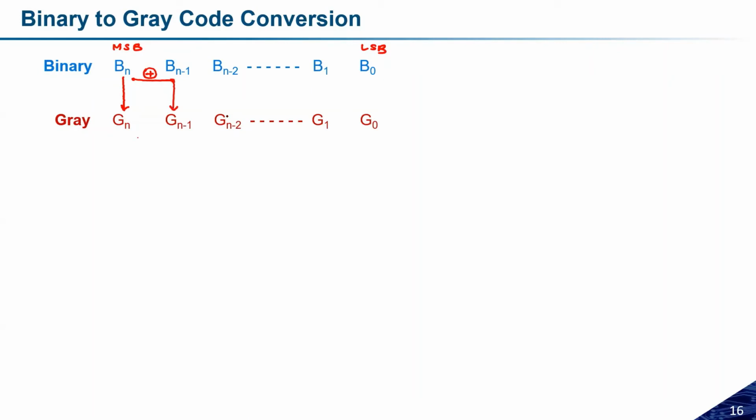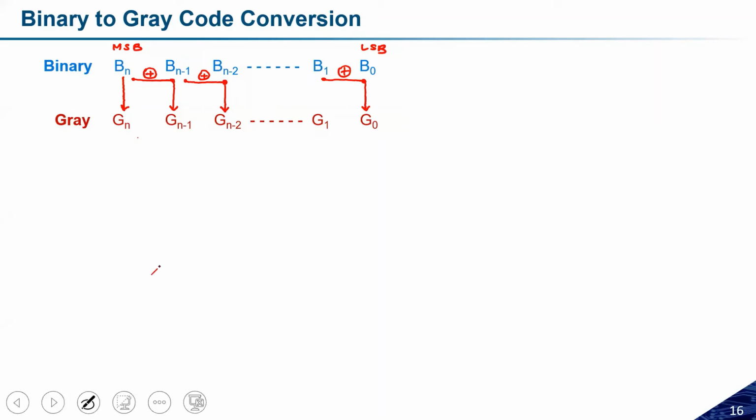Similarly, if I have to calculate Gn minus 2, then I have to XOR Bn minus 1 and Bn minus 2. This is the symbol for XORing, right? After XORing, whatever result I get will become Gn minus 2. Similarly, the same concept can be utilized for the other bits. For B1 and B0, I have to XOR B1 and B0, and the result will become G0. So this is the binary to gray code converter.